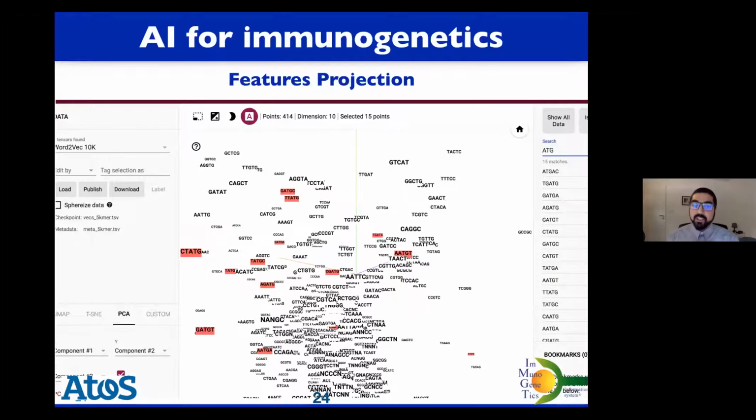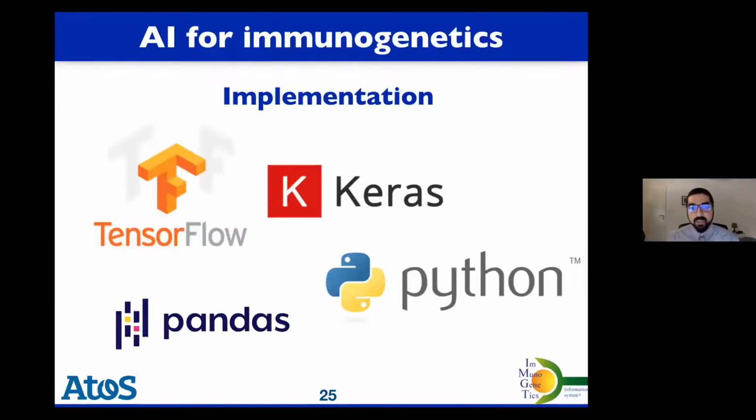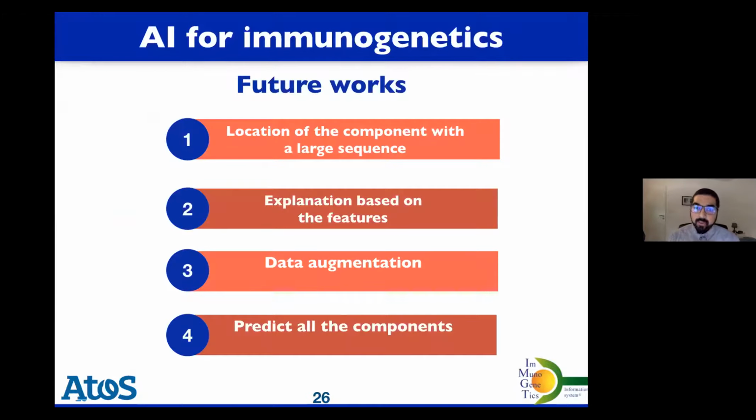For the feature projection, here are the features projected in 3D space to see what are the relevant features for the predictions. The similarity is calculated based on the PCA distance. So we see what are the relevant features found within the sequences that we used for training this model. The implementation was done using TensorFlow, Keras, also Python, and the data processing and data cleansing was done by the Pandas library, also a Python library. And further work, which needs to be investigated, is locating the component within sequences.